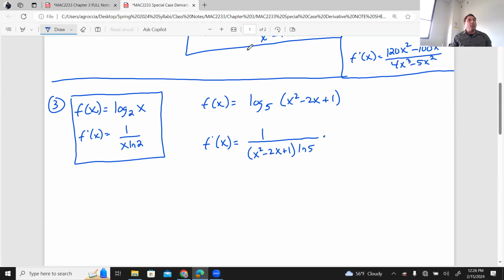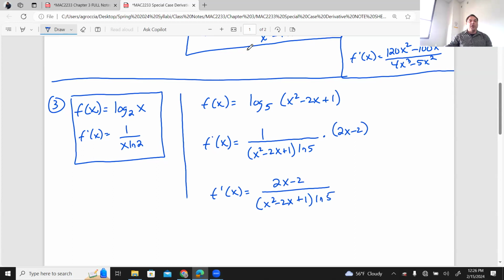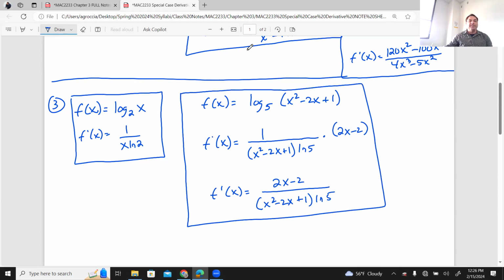Then, just like natural log, we're not done yet. The next step is the derivative of whatever you're taking the log of, and that is 2x minus 2. So your final answer is 2x minus 2 over, in parentheses, x squared minus 2x plus 1 times ln of 5. So if you look at natural log, it's the derivative on the top times the original on the bottom. Log is the same thing: derivative on the top, original on the bottom. The only difference is, how do we deal with the base? We put ln of the base on the bottom.